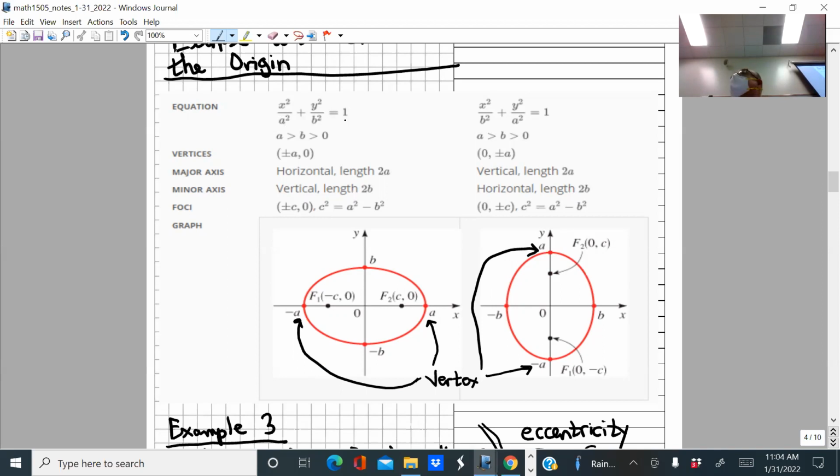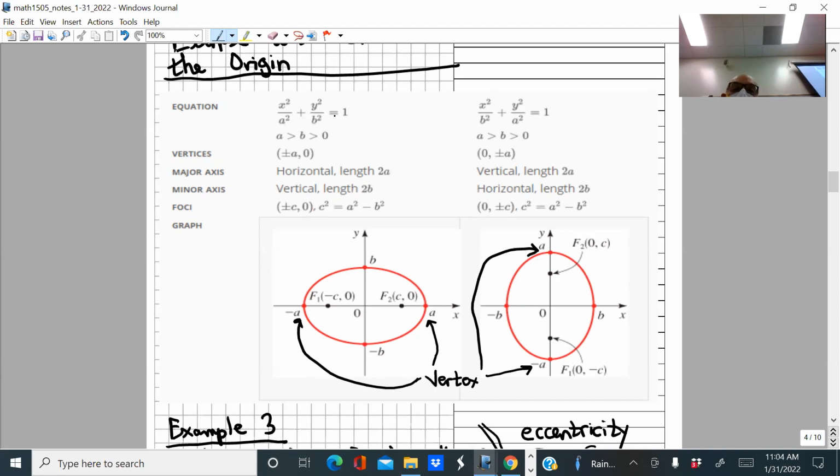We always have 1 because ellipses do not have a radius. Ellipses don't have a radius because the distance from the center of the ellipse is not the same at every point on an ellipse. Some points on the ellipse are closer to the center than others. So you don't have the concept of radius for an ellipse. We'll have an equation that looks like this.